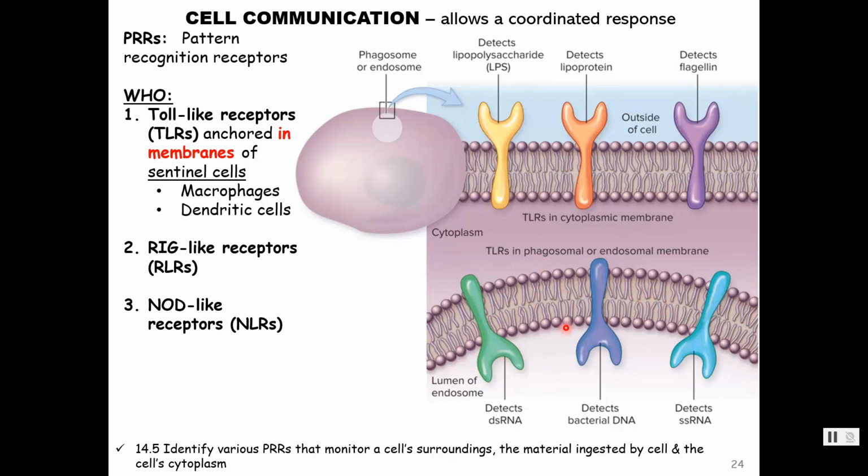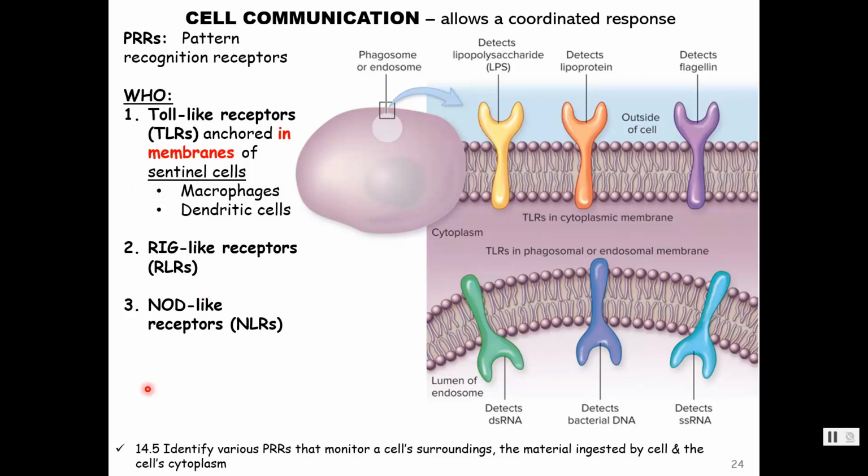And so inside of an endosome, this one could detect double-stranded RNA, which you would see in viruses. This one can detect bacterial DNA because it's different from ours. This one can detect single-stranded RNA that's different from ours. And so toll-like receptors, they're anchored in a membrane. You're going to find them in those sentinel cells, those ones that are always on watch. So macrophages, dendritic cells, also have them in neutrophils.